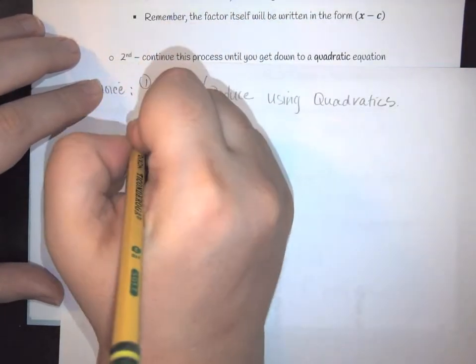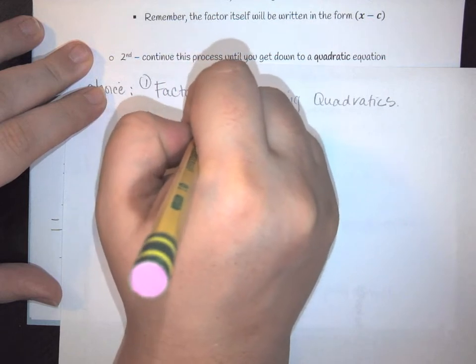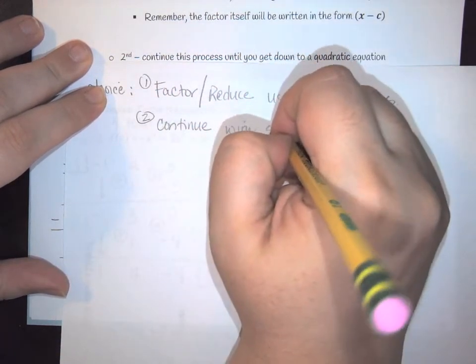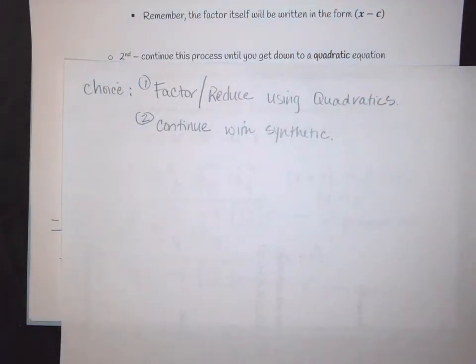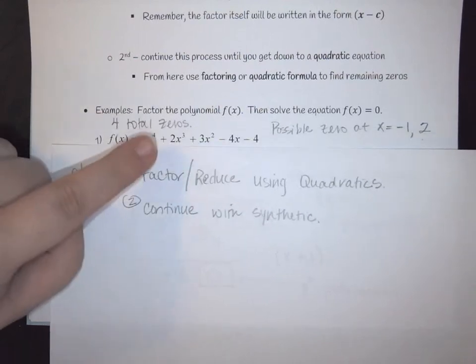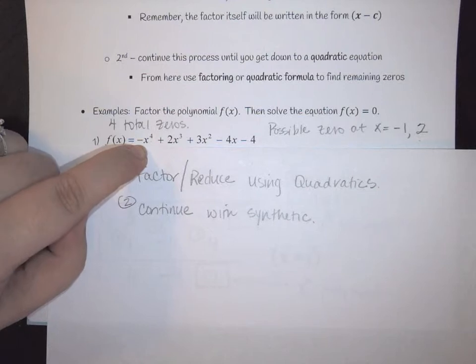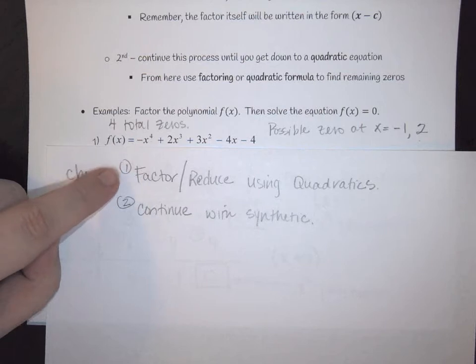That's your first choice. Or you can continue with synthetic. Now, this was x to the 4th. I've already found 2. If I had to choose, the easier one is going to be to use your quadratic rules.